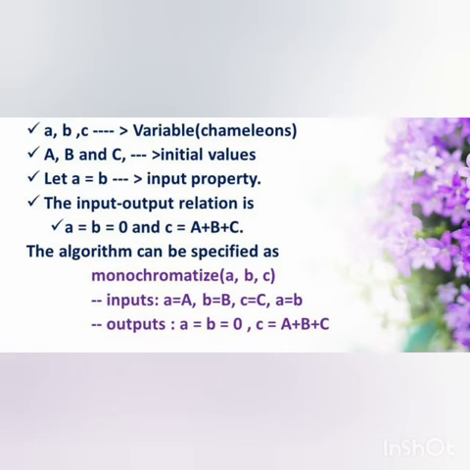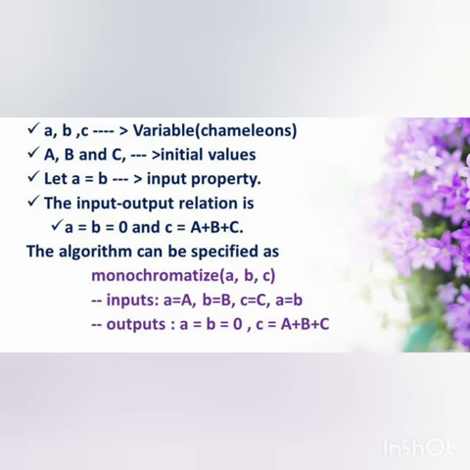Then the input and output relation is: double hyphen outputs colon a = b = 0. Then c = a + b + c. Finally, no chameleons will be in A and B. So, a = b = 0 and all the chameleons will be added in C. So, c = capital A + capital B + capital C. So, in each iterative step, 2 chameleons of the 2 types that are equal in number meet and change their color to the third one.